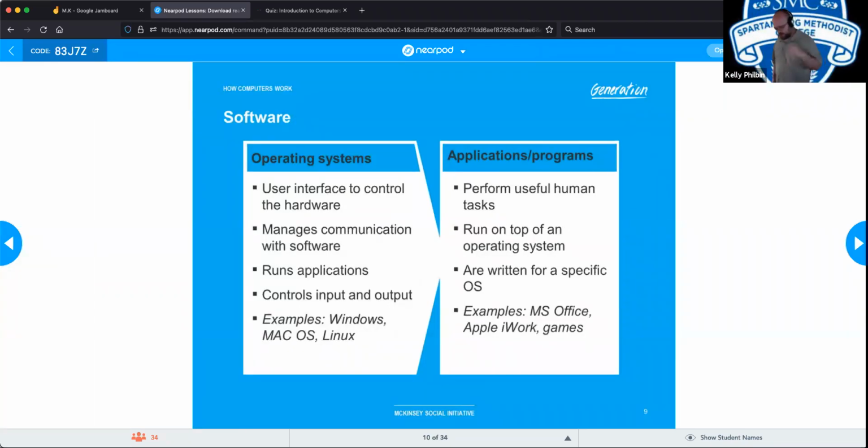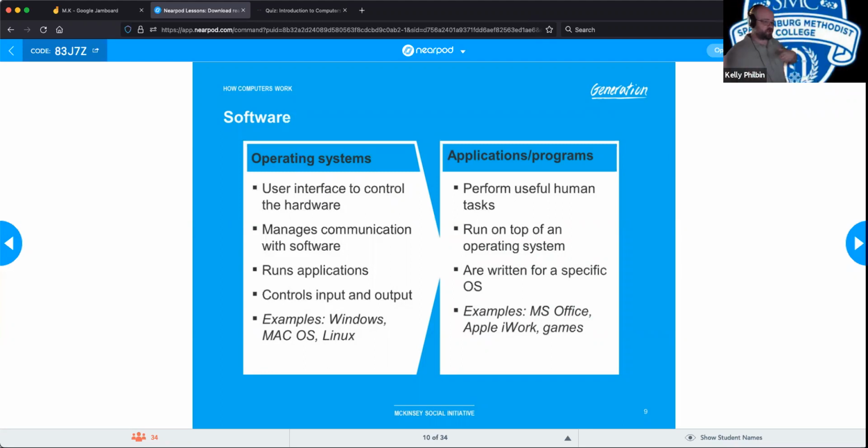Software is broken up into two very basic groups. You have your operating systems versus your applications and programs. So your operating systems, the big ones, your Windows and your Mac OS. And we just talked a little bit earlier about Linux. If you're not familiar with that, you will become significantly more familiar with it over the next 3 months and get some hands-on practice with it as well. And so the operating system essentially is a user interface to control all the hardware that is attached, your microphones, your monitors, your keyboards, your mouses, everything. And it manages this communication with software and drivers, essentially.